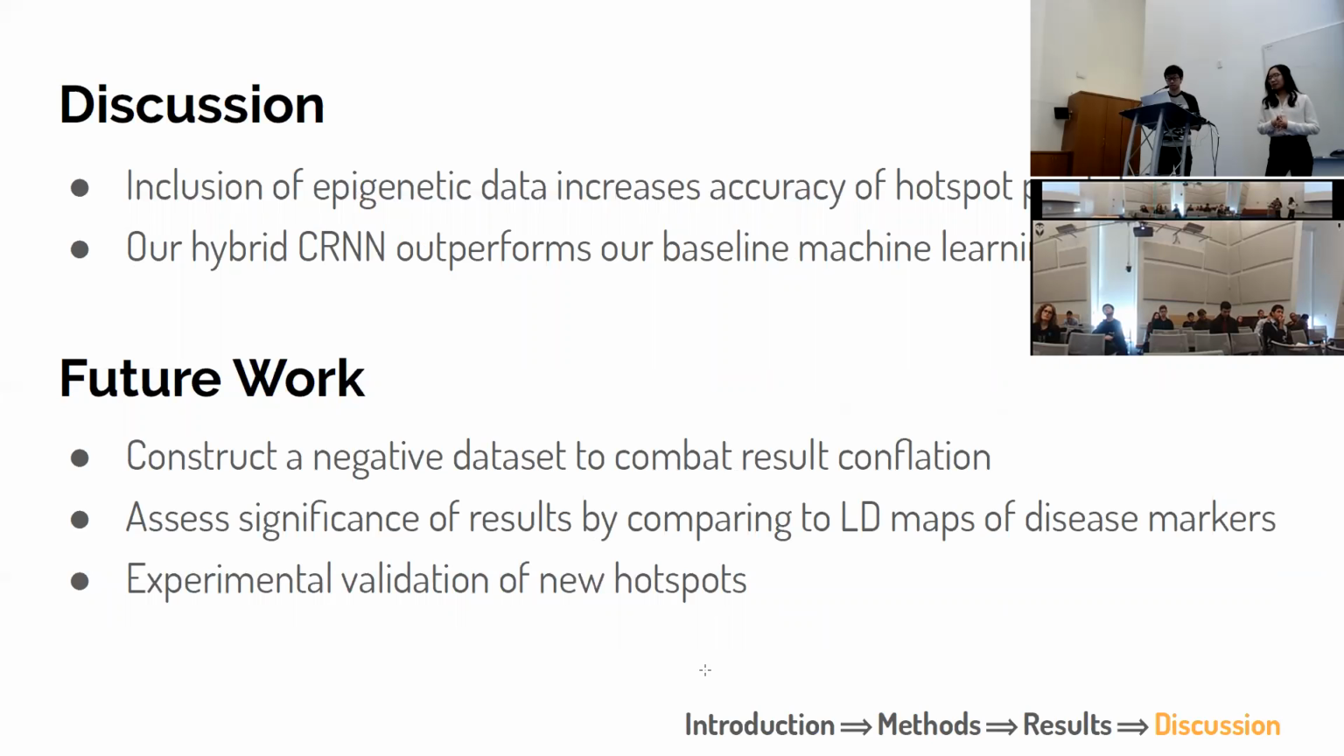Another thing we'd like to do is, we mentioned that we searched the GWAS database for SNPs, but we later realized that doesn't make a whole lot of sense, and SNPs are actually correlated with recombination rates and not hotspot regions. So we'd like to build on that by assessing the significance of our results by comparing our hotspot predictions to LD maps with disease markers, and seeing if there's any meaningful insights there. And then finally, we mentioned that we were able to identify hotspots that were previously unmapped. So we'd like to have some sort of experimental validation to see if these are actually new hotspots that we've discovered.